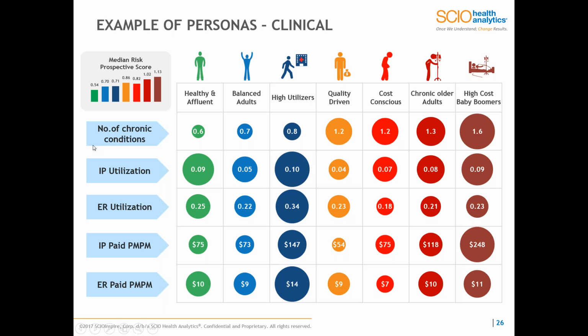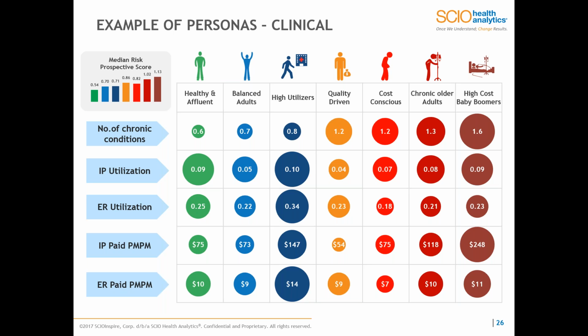Maybe I do need to look at contracting where I have more urgent care within my network. What can I do in those high utilizers to try to educate and bring down some of the costs that are associated with my inpatient and ER? All the way across to the baby boomers, which we know have a higher number of chronic conditions, high inpatient utilization and PMPM. So what programs, and again, being able to take these personas and then drill down into them from an intervention perspective to understand where it is that you should intervene is key.